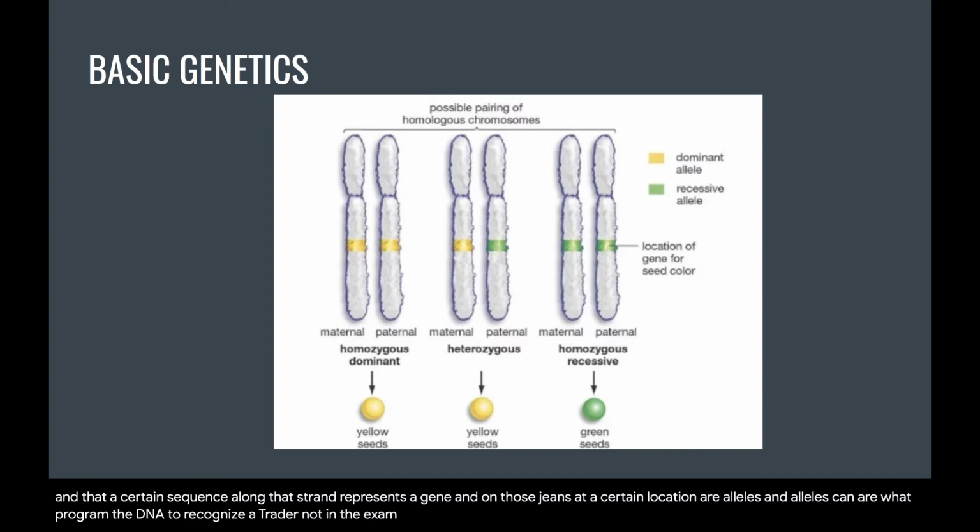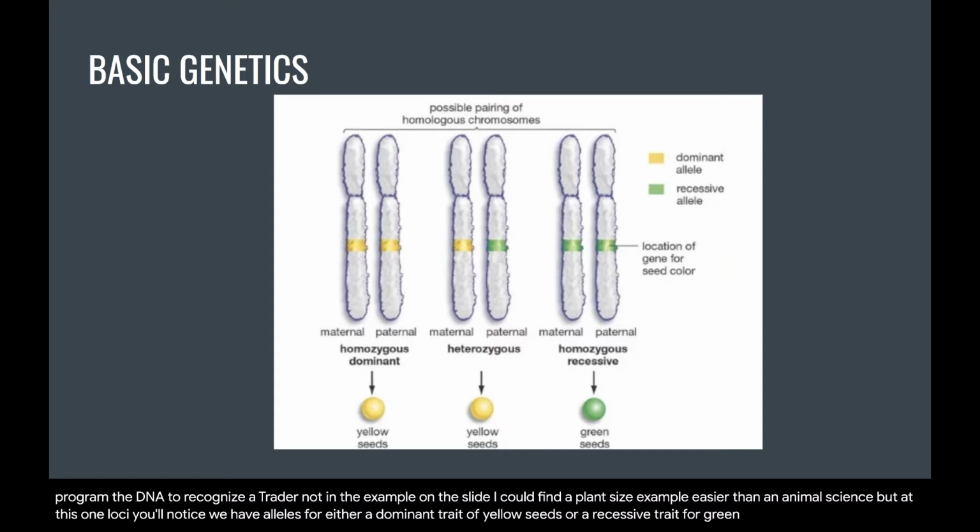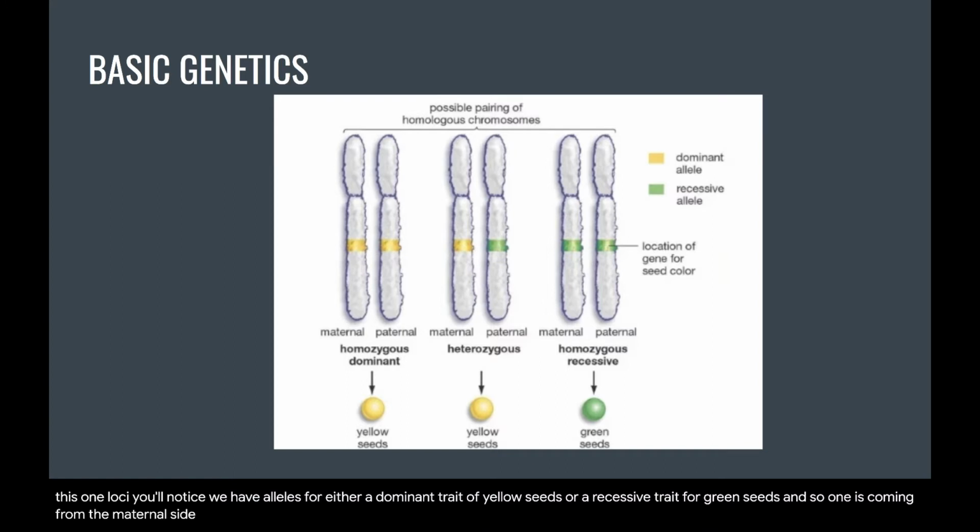In the example on the slide, I could find a plant science example easier than an animal science. But at this one loci, you'll notice we have alleles for either a dominant trait of yellow seeds or a recessive trait for green seeds. And so one is coming from the maternal side, one is coming from the paternal side, and that's what programs what we're going to see in the offspring.